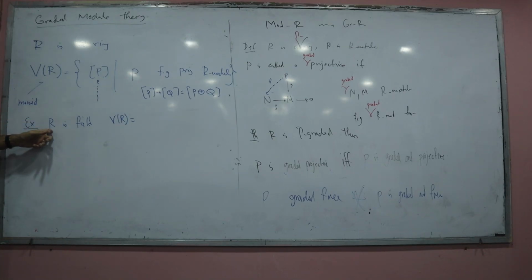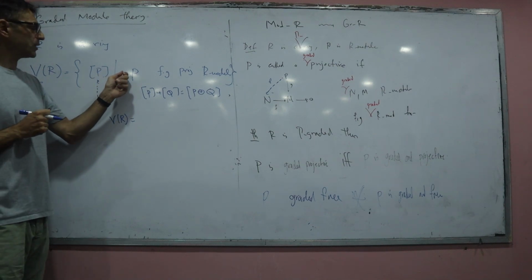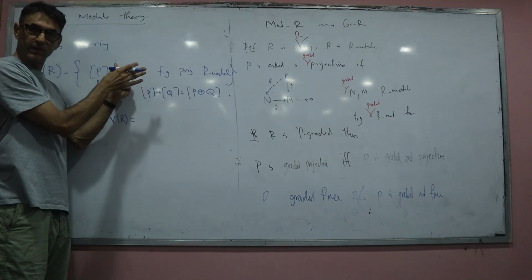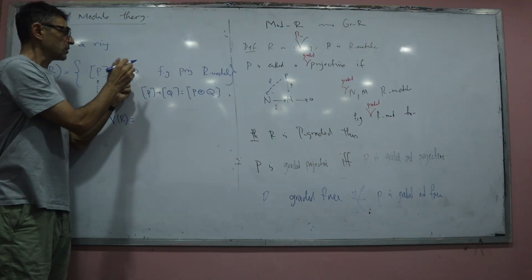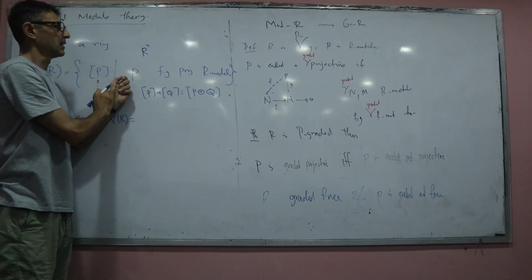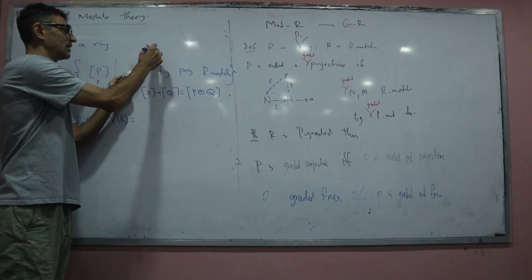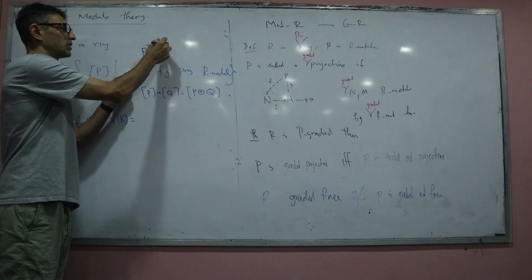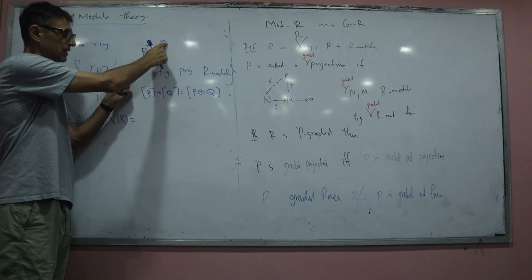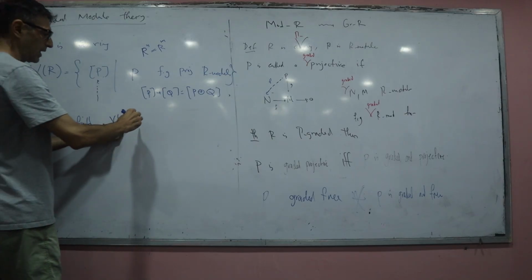Now, let's calculate again. If R is a field, immediately you can see that any module is free over fields. Okay? So the free modules are of this form. Also, remember that because you are working in linear algebra now, this is not going to happen if n and m are different. So that means this is nothing but N.